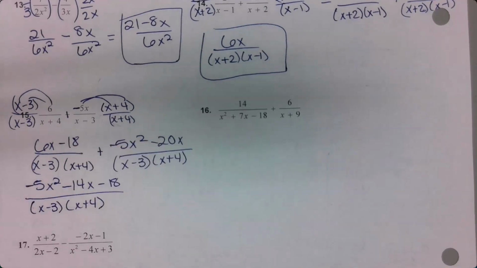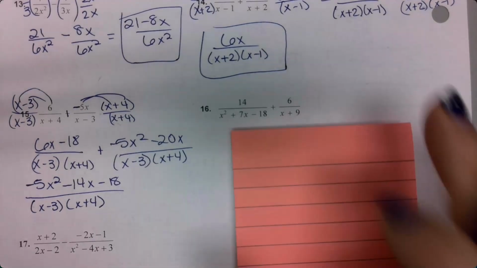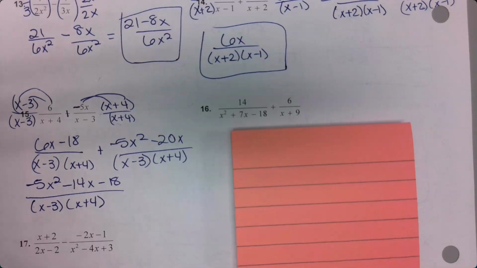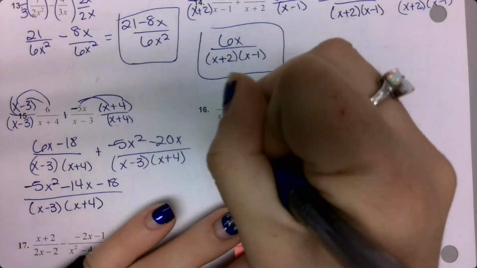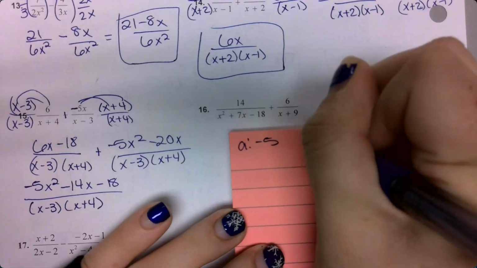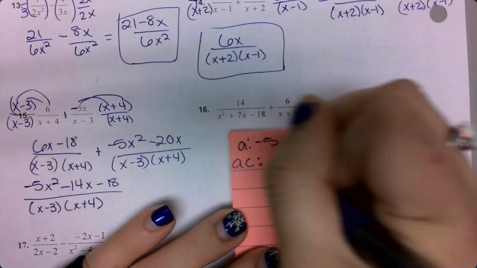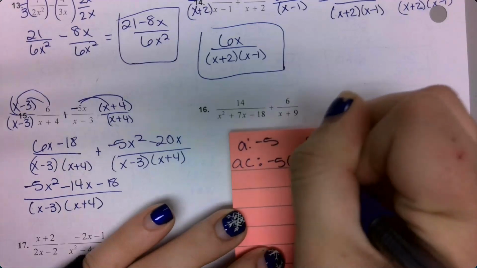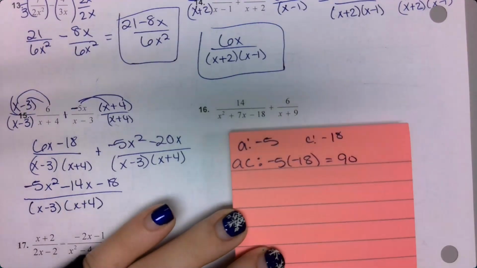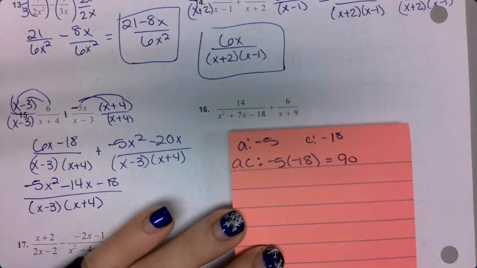I want to see if I can factor my numerator. I'm going to do this on a sticky note because I'm about to run off the screen. So, I am going to use the AC method. My A value is negative 5. My C is negative 18. A times C is going to be negative 5 times negative 18, which is 90. So I'm looking for two numbers that multiply to 90 and add up to negative 14.